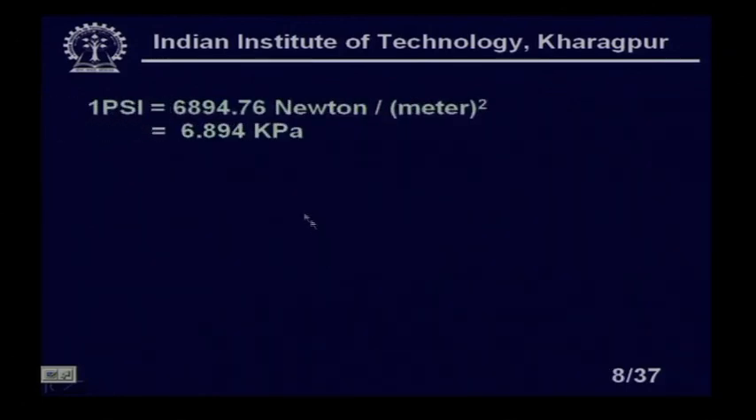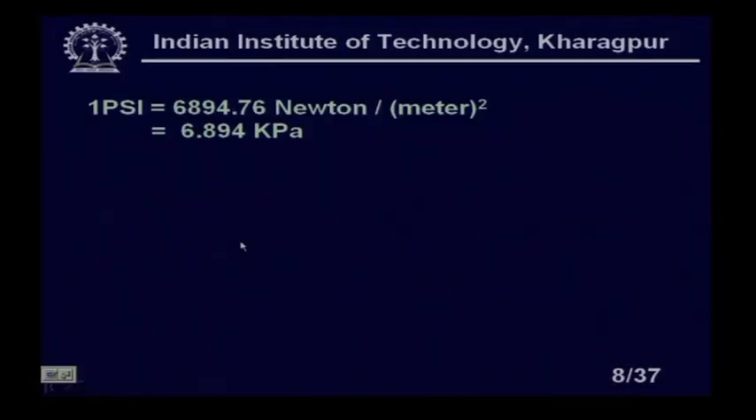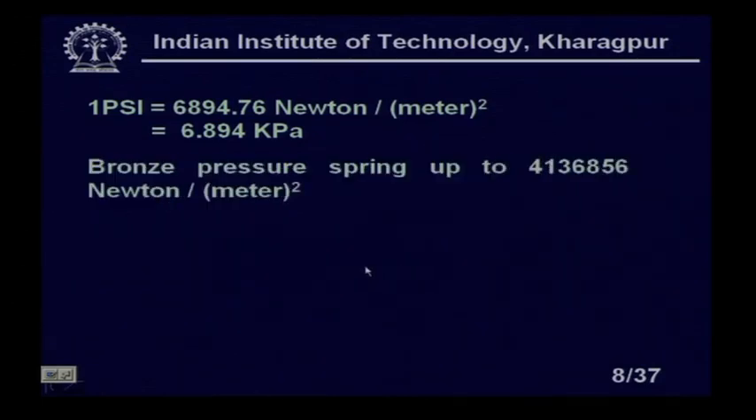Now, even though as I told you that in academics we are using SI, in industry people still use PSI, they call it 1 PSI, 3 PSI. So, you should have both the SI unit as well as the FPS unit side by side, because pounds per square inch is basically an FPS unit. So, 1 PSI equals 6894.76 Newton per meter square, which is equal to 6.894 kilopascal.